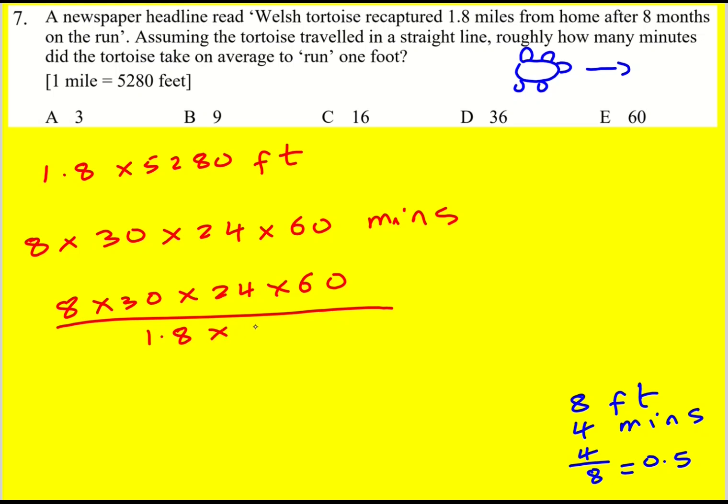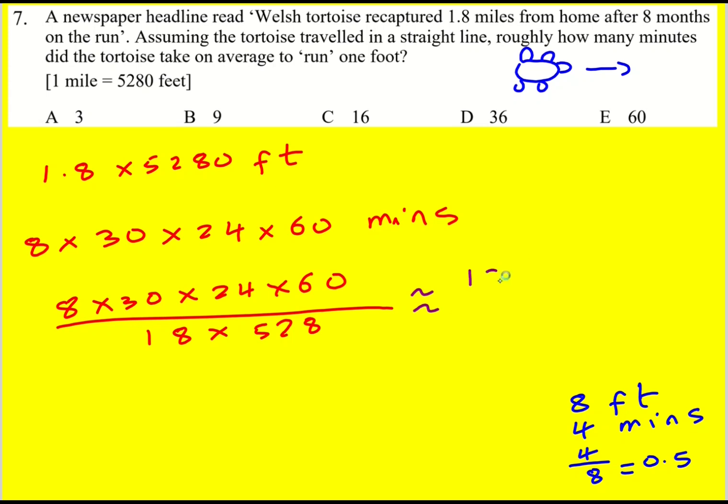I'm actually going to modify that straight away. So it's not 1.8, it's 18. And then I can make it 5280. So I've basically just made that 528 times 10 and then times the 18 by 10. Now, a couple ways we can approximate this.